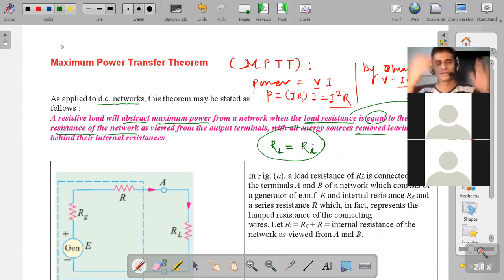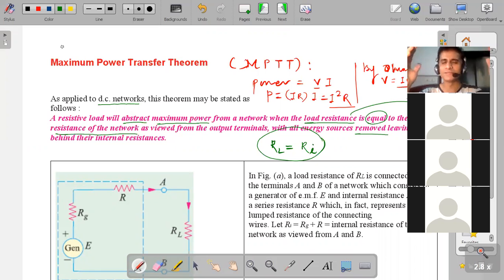There are different ways to write a statement of the maximum power transfer theorem, that is MPT. The simple statement is: if external resistance or load resistance is equal to internal resistance, then you will get the maximum power, that is I square into R. And from the knowledge of current through that circuit and the load resistance, external resistance, we can find out the power.